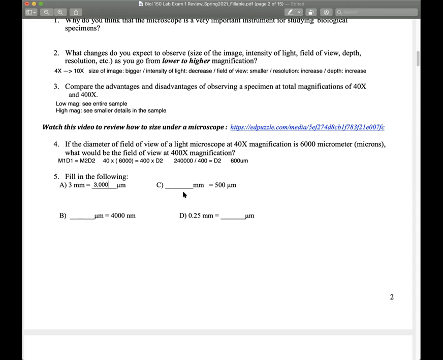So now let's go in the opposite direction, from micrometers into millimeters. So we know that this is smaller, so we're going from smaller to larger units. So now instead of multiplying by 1,000, we're going to divide by 1,000. So what's 500 divided by 1,000?